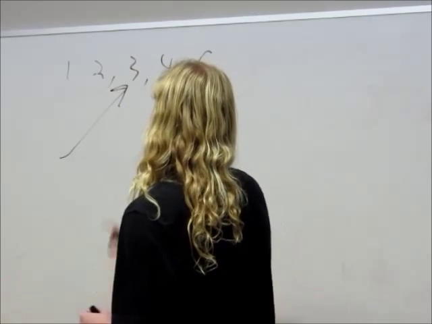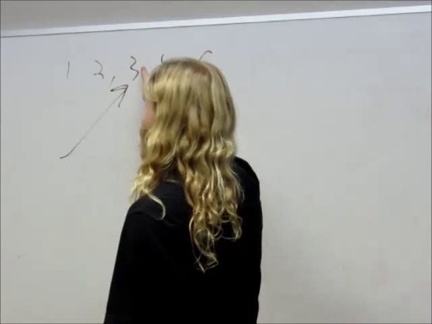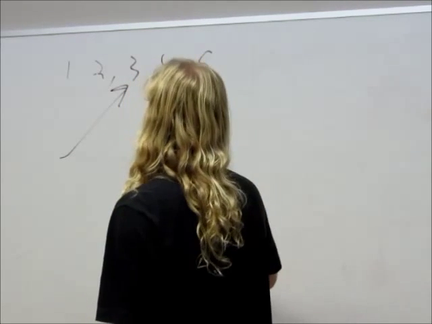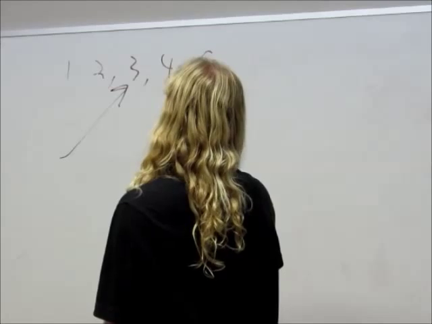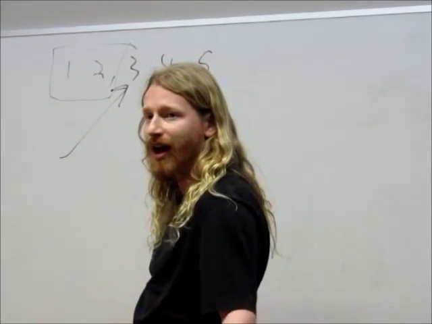I know it's in sorted order, and I know that 4 comes after 3. Let's just assume we know that. So I know that it's not in this part of the tree. I can exclude that right off the bat.